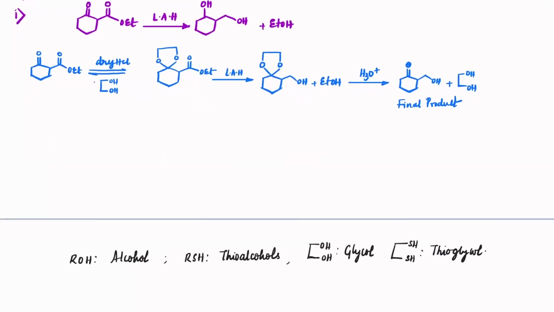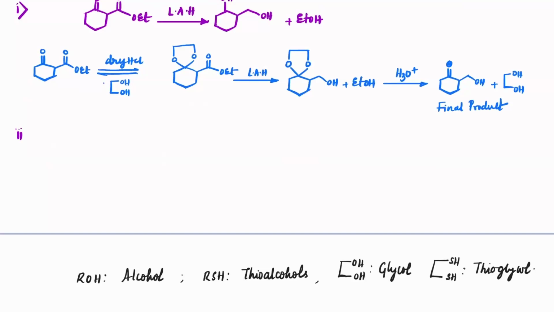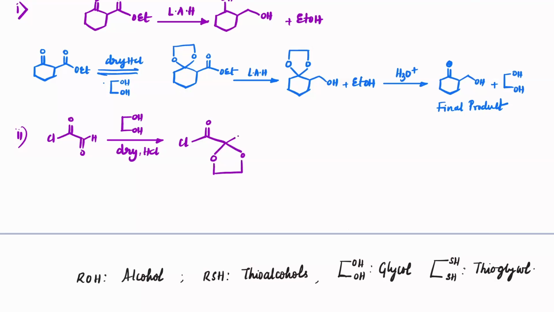Now, another way to look at this, another reaction here. Let me show one more application. Suppose you have an acid chloride with an aldehyde, like this. I treat this with glycol in dry HCl. In that case, no disturbance will happen on the acid chloride side, but in this direction you will have a hemiacetal form like this.